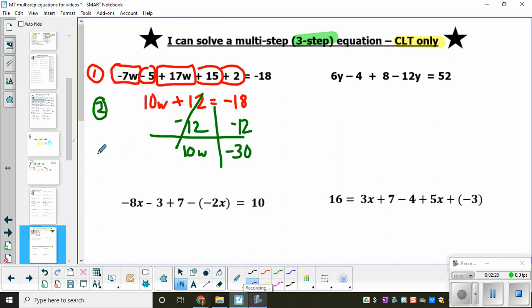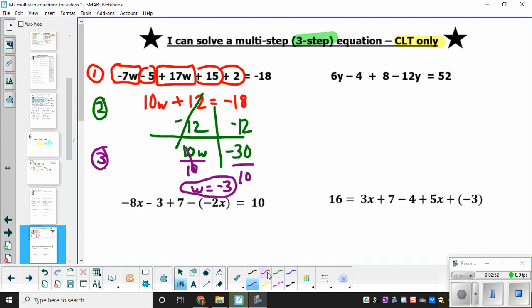All right, and now for our third step, we simply divide both sides by the coefficient here, the 10. And we're going to cancel out, and w here is going to be a negative 3. So you can see I kind of color-coded it for y'all. The red step is our first step, we're just combining like terms. Then the purple and the green, this is what you're used to. These are the last 2 steps of a 2-step equation. So you can see that's 3 steps total, and that's why this is solving a 3-step equation.